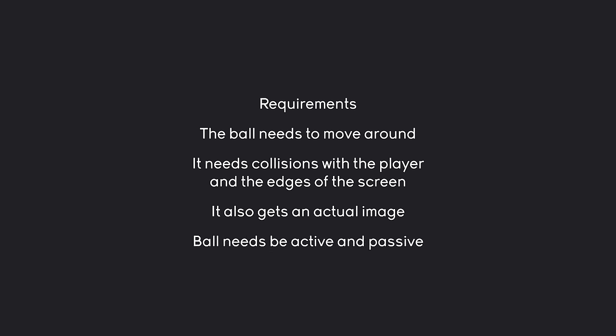And finally, the ball also needs to be active and passive. Now, what that basically means is that if the ball is active, it's moving around the window, and if it is passive, it's always stuck to the player. And only once the player presses a button, then the ball gets active again. And that is going to be quite a large section, so let's work on implementing all of this.